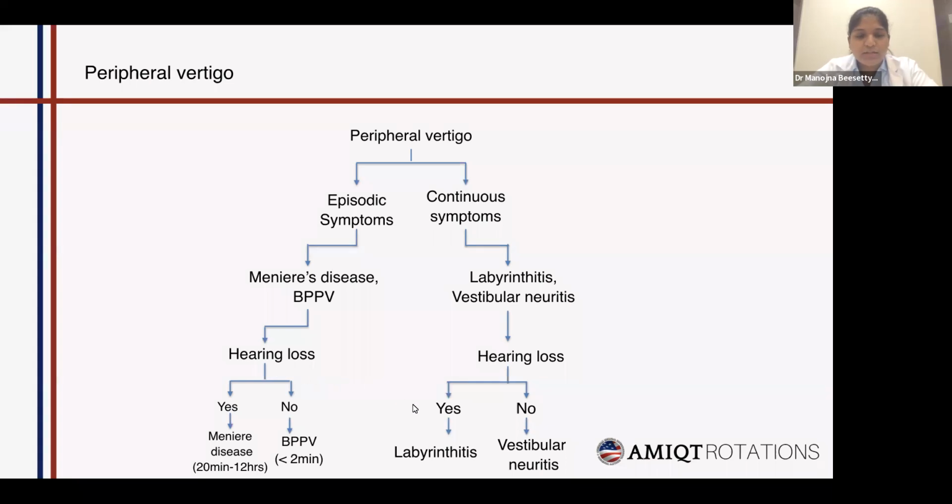Then, considering the hearing loss, we could differentiate Meniere's disease and BPPV. Meniere's disease has a hearing loss, and there is no hearing loss in BPPV. Meniere's disease also has a typical presentation of episodes lasting for about 20 minutes to 12 hours, and BPPV lasts not more than 2 minutes. So labyrinthitis and vestibular neuritis could also be differentiated based on hearing loss. There is hearing loss in labyrinthitis and no hearing loss in vestibular neuritis.